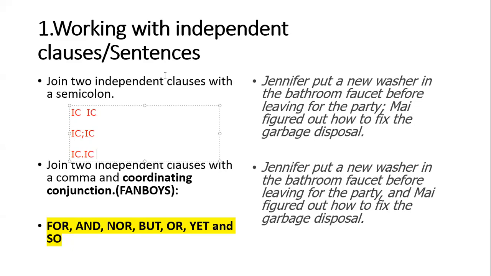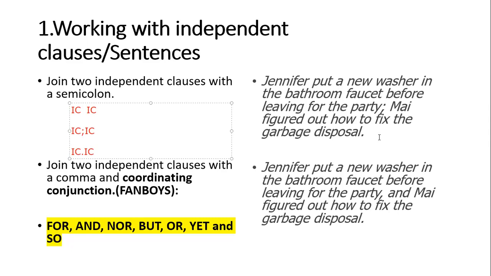That semicolon is different, right? IC and DC are connected by commas. We can never put IC, comma, IC. No. Then it becomes a comma splice. We will work on that in the next session. Right now, we are working on how to join two meaningful sentences using a semicolon. If you look at this, Jennifer put a new washer in the bathroom faucet before leaving the party. That was sentence 1. Sentence 2, idea 2: May figure out how to fix the garbage disposal.